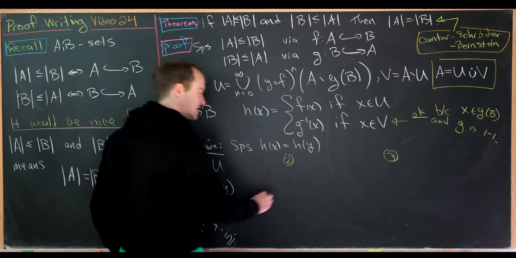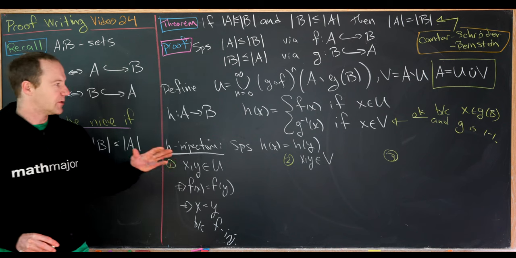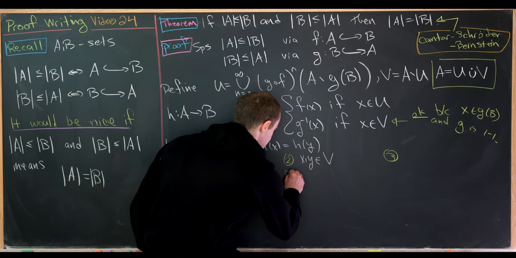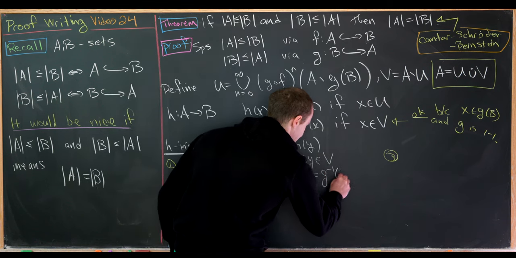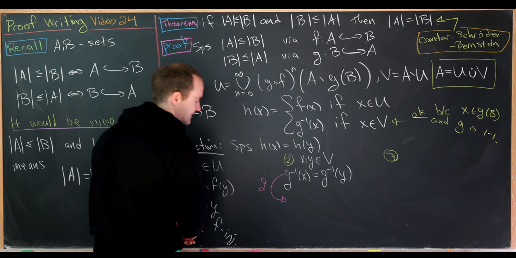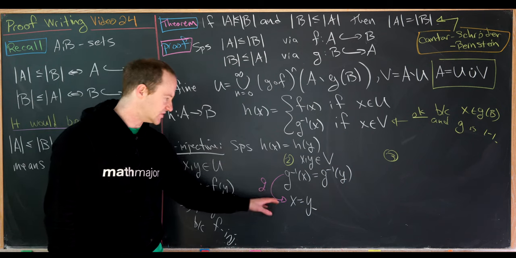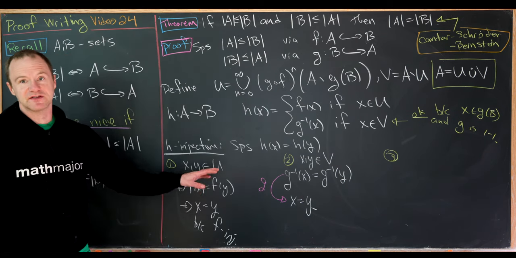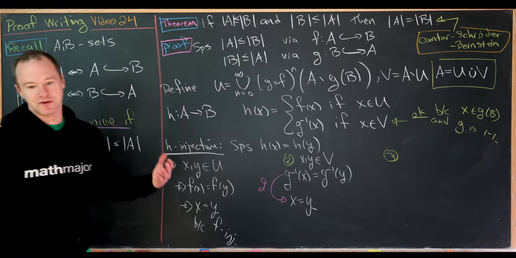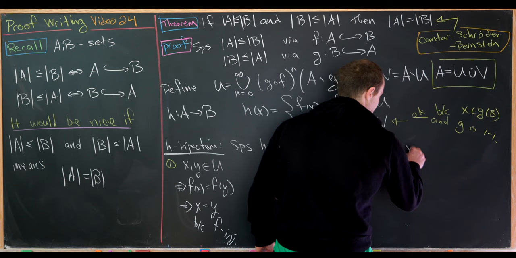Now the second case will be what happens if they both come from V. Okay, well, if they both come from V, then applying H is the same thing as applying G inverse, and we have G inverse of X equals G inverse of Y. But from here, we'll simply apply G to both sides of this equation, giving us X equals Y. So we don't actually use the injectivity of G at this step. What we've really done is use the injectivity of G way back here to have this function be well defined in the first place.